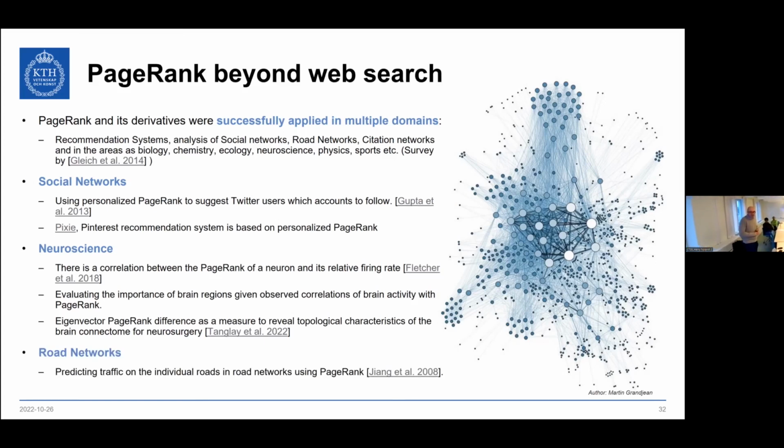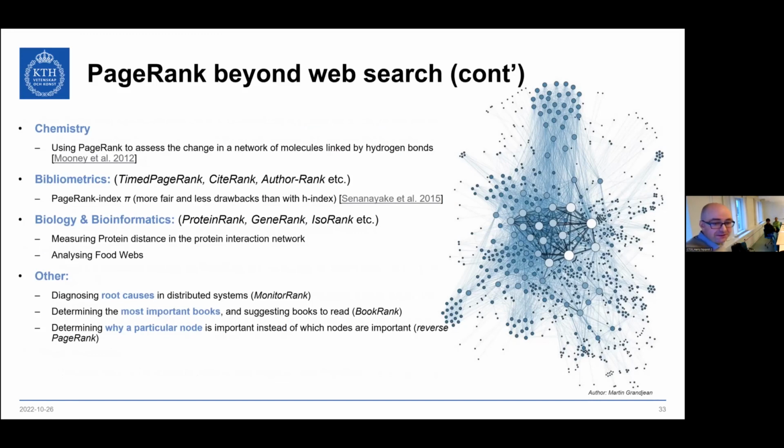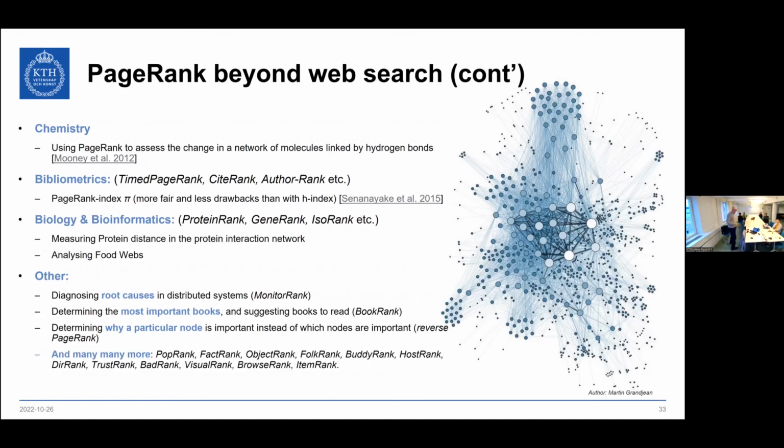In road networks, somebody found that you can predict traffic on individual roads with PageRank. And then many others, like in chemistry, or bibliometrics: say now everyone looks at the h-index, but somebody wrote a paper arguing that a PageRank index would be much more fair. And there are others, like identifying root causes in distributed systems with some MonitorRank, and there are zillions of derivatives that you might Google and find out, and who knows, maybe even use for your own research.